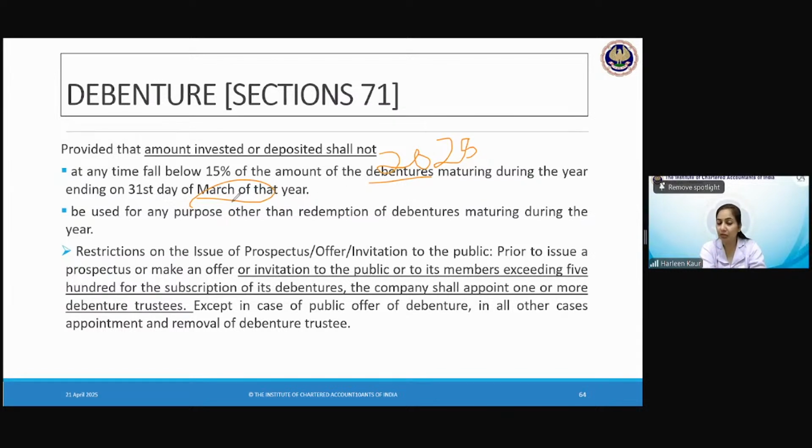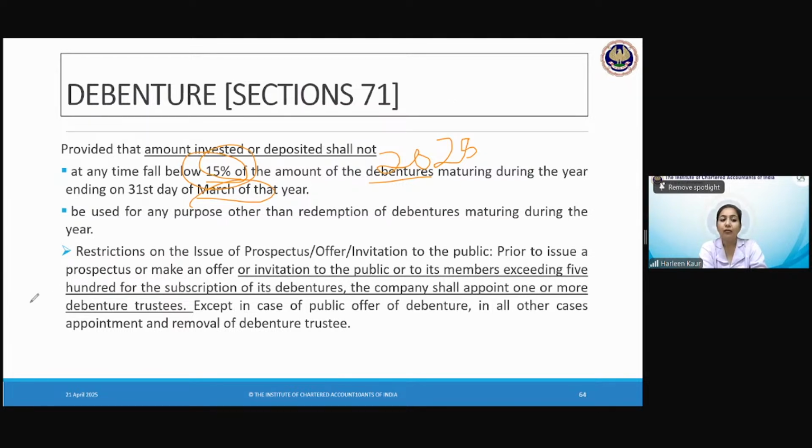So whatever debentures are maturing on 31st March 2025, a minimum balance of 15% of the amount has to be maintained. So one is 15% of the next year, we will be investing in the deposits, and when the debentures are redeemed, a minimum balance of 15% in that DRR has to be made. And that is not to be used for any other purpose other than the redemptions maturing in that.